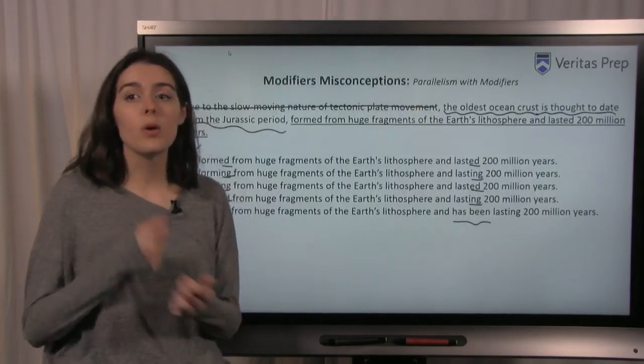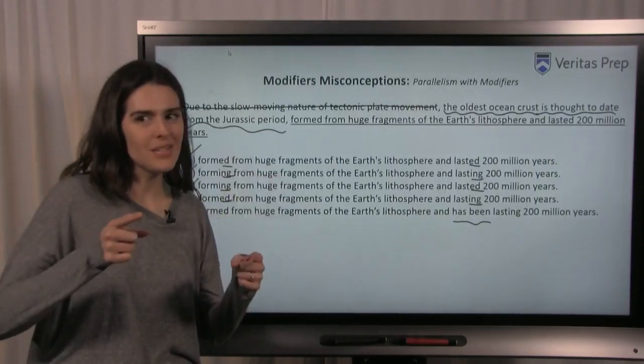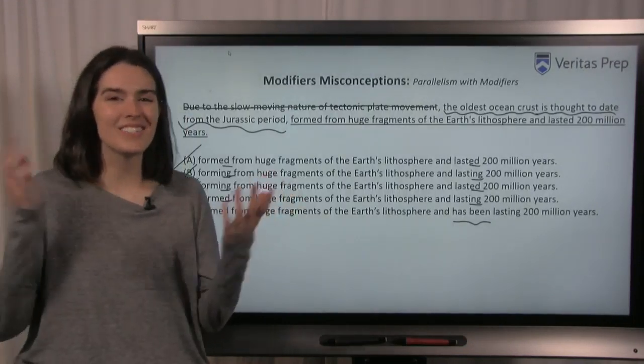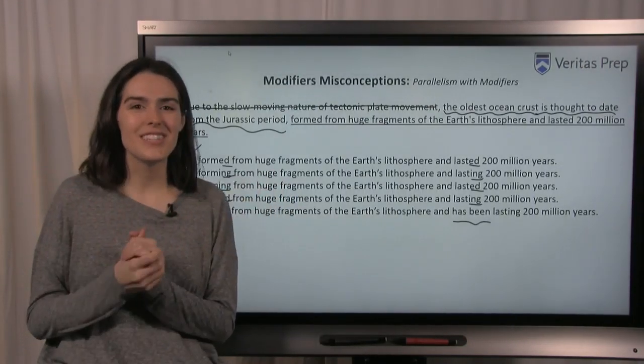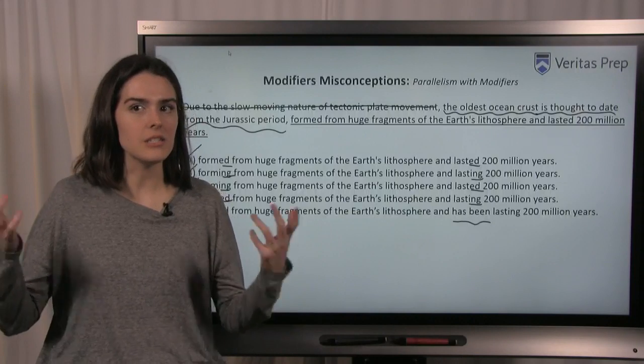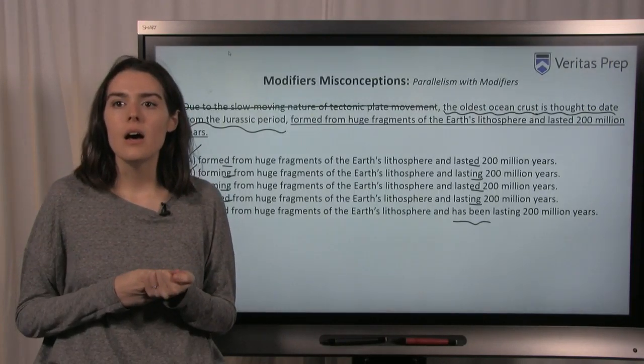Cool. How is formed parallel with lasting? Because they're the same type. There's really no more to it than that. They are both participial phrases, therefore both parallel.